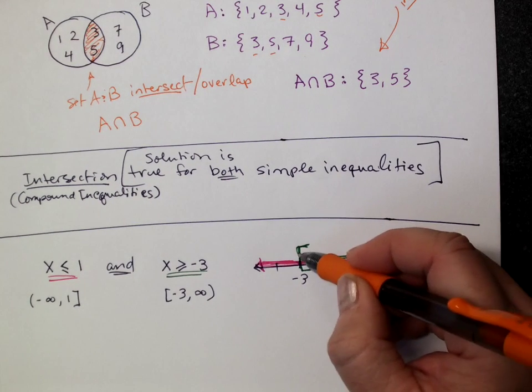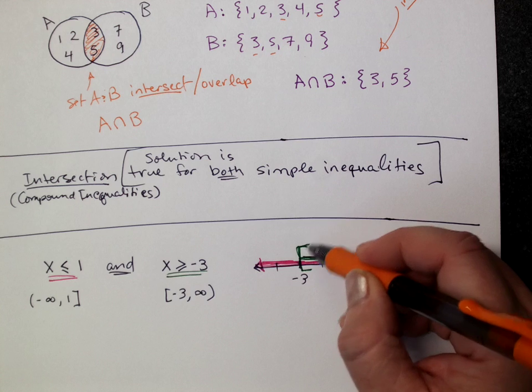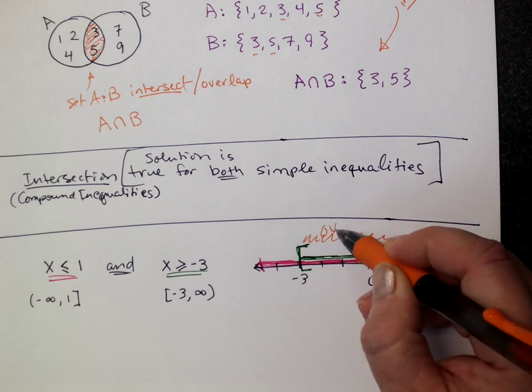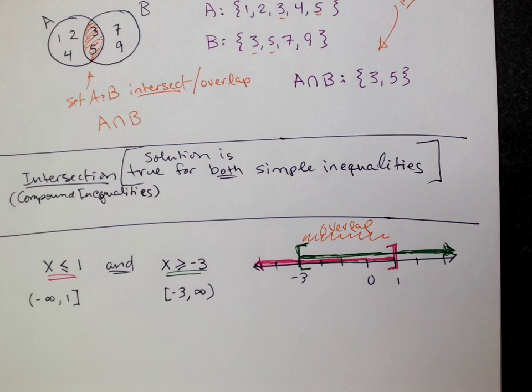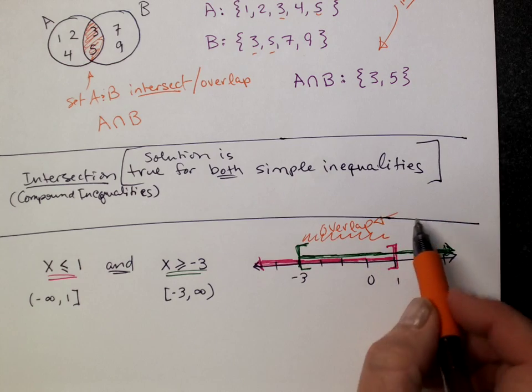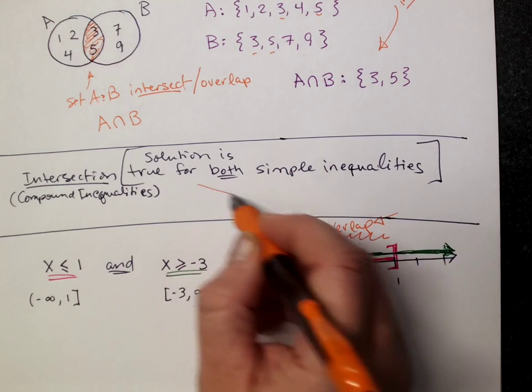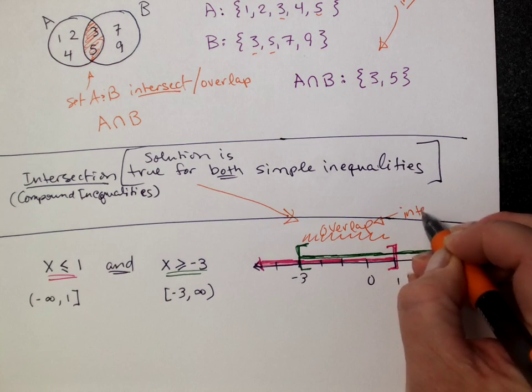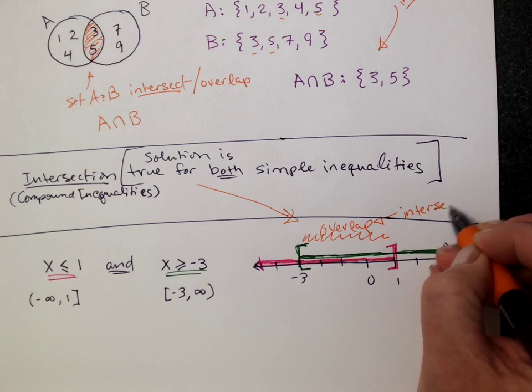Yeah, and everything in between those two numbers. So right here is the overlap. It is the intersection. It is what they have in common. This is what is true for both. Or, also, in math terms, it is the intersection.